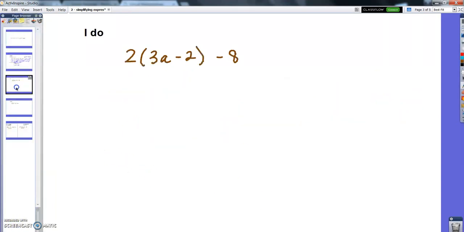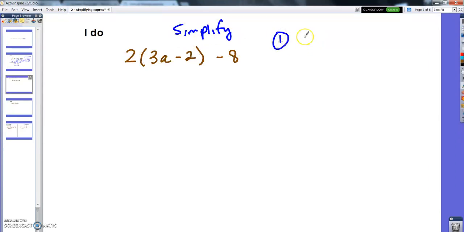And so we're going to work on simplifying expressions today that have an opportunity for the distributive property in them. This is 2 times both of these, 2 times 3a minus 2. I'm going to show you how that looks and show you how it works. So first thing I'm going to do, I want to simplify this.